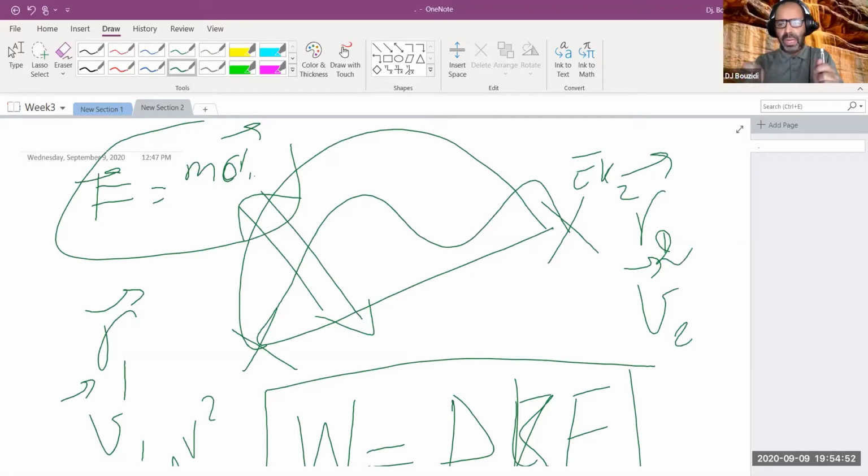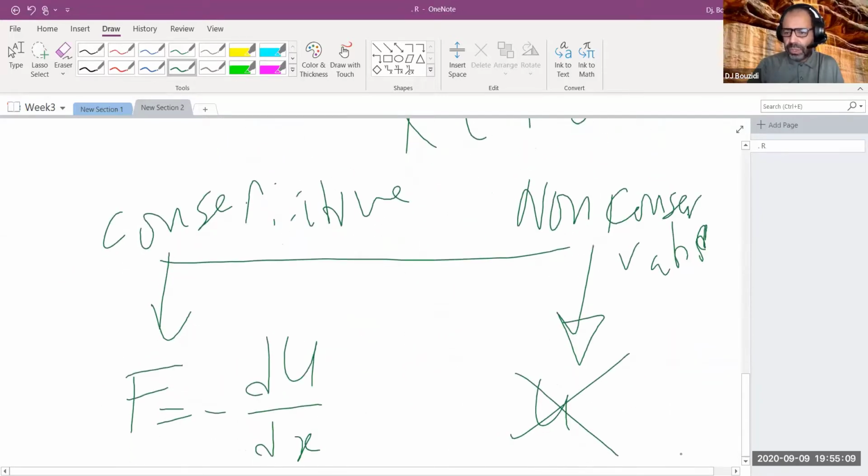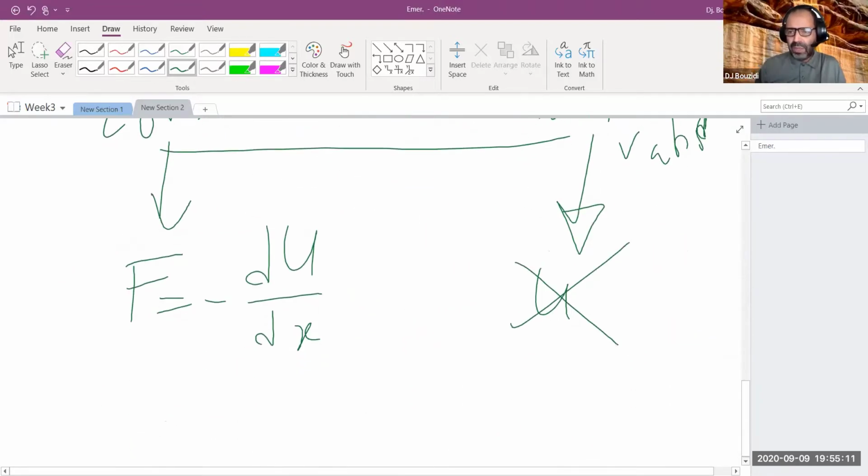Same thing for the spring. It's 1/2 kx squared. The same thing, it doesn't matter. What matters is only the initial and the final stretching of the spring. That is the difference in the potential energy in the case of the spring. So those are two examples, as a matter of fact, of conservative forces, namely the force of gravity and the force of a spring.